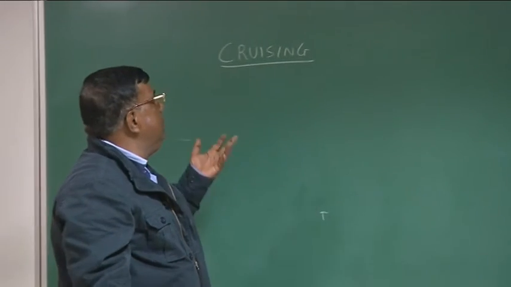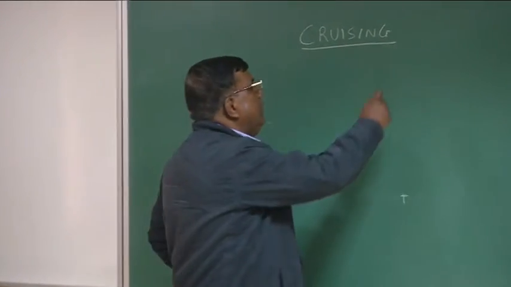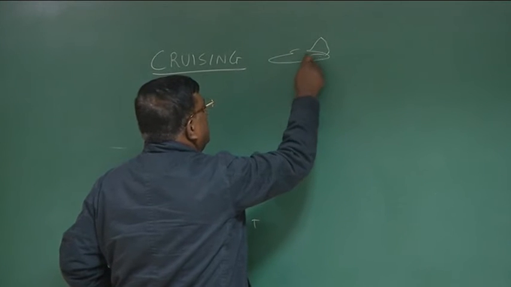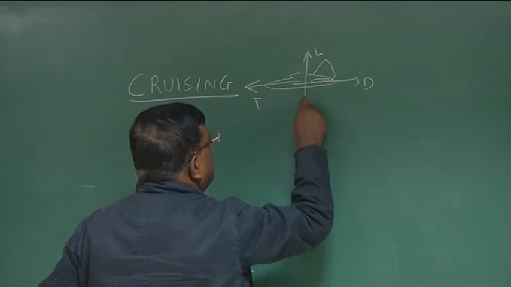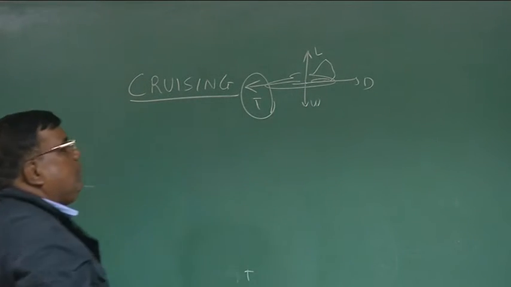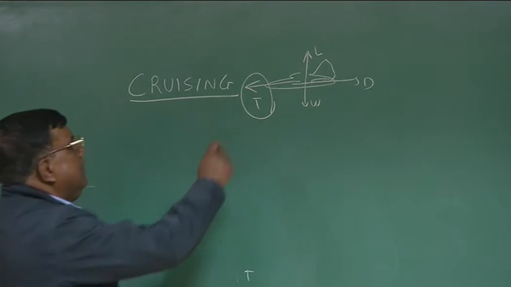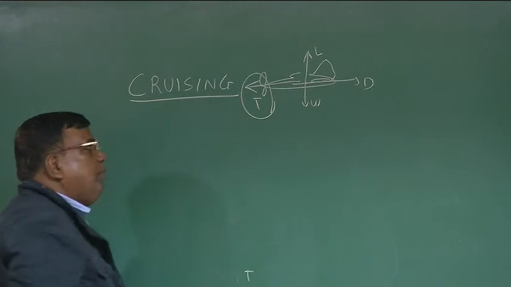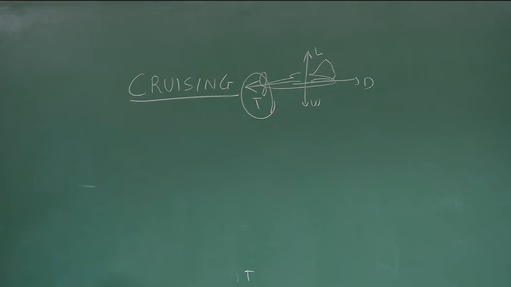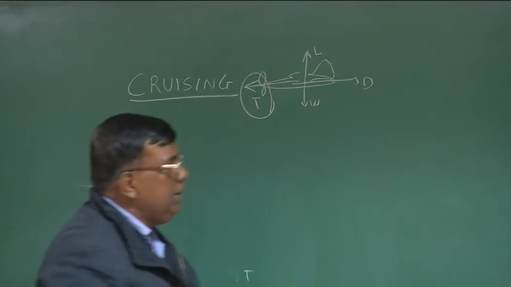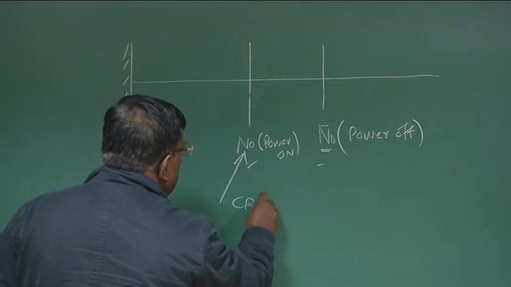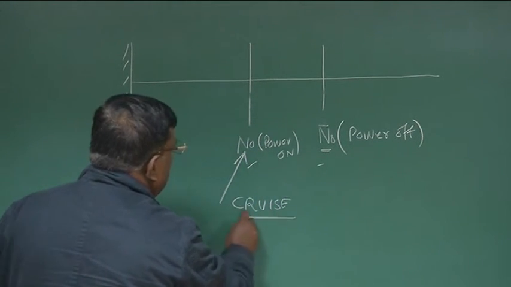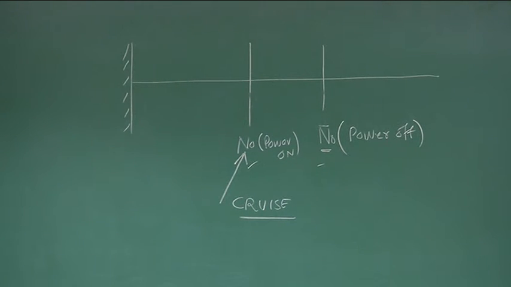For cruising, which condition is it? Cruising, you know, is thrust equal to drag, lift equal to weight, and the thrust is there. So what is the understanding? If the airplane has a nose-mounted engine and it is cruising, that means the power on case, then I should consider this N naught wherever it is required for estimating different parameters, because I know now it is the power on case.